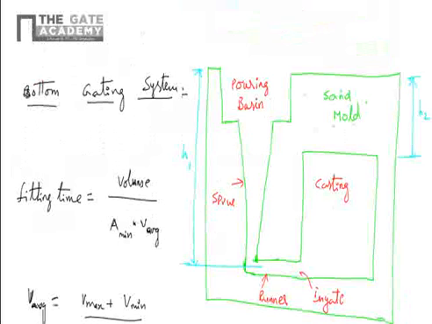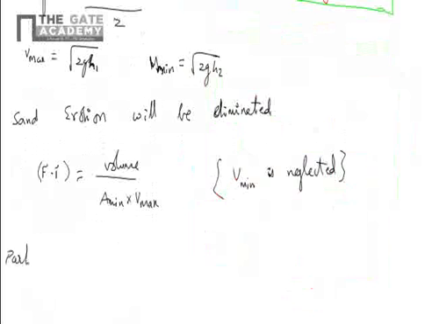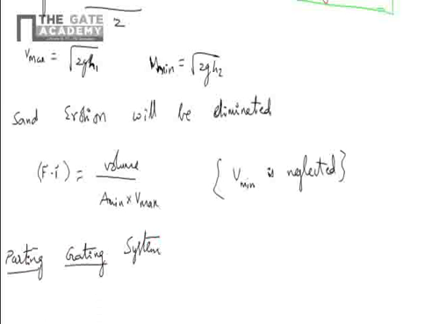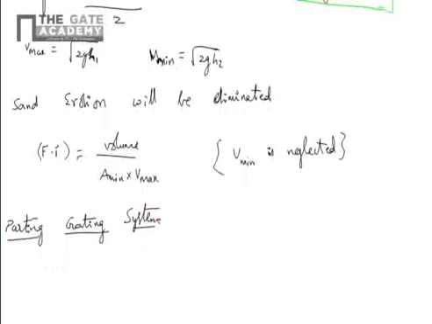There is another gating system, the parting gating system. The parting gating system is a combination of top and bottom gating systems: instead of the bottom or the top, the gate has to be in the middle of the casting. If you want to solve that one, you have to divide it into two parts.